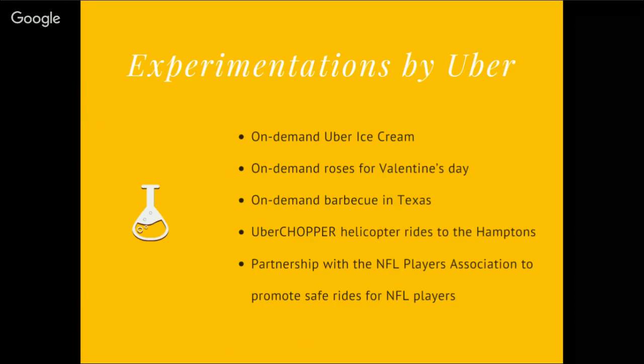Of course, Uber did a lot of experimentation, and that's one of the reasons Uber was able to get a lot of publicity and a lot of wow experiences for their users. Uber experimented with on-demand Uber ice cream, on-demand roses on Valentine's Day, and on-demand barbecue in Texas. Uber Chopper was launched that gave rides to the Hamptons, and there was the partnership with the NFL Players Association to promote safe rides. So Uber always created opportunities to create a buzz, and that is again very important for any startup today: they should have a plan to create a buzz. Virality, as we always mention in our past webinars as well, is not built in a day.